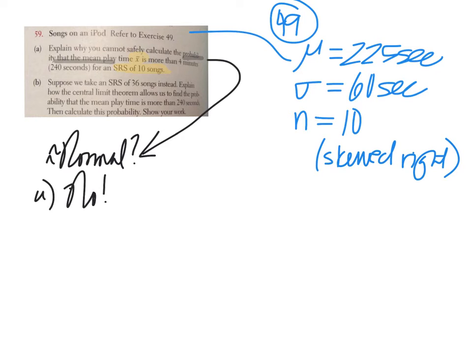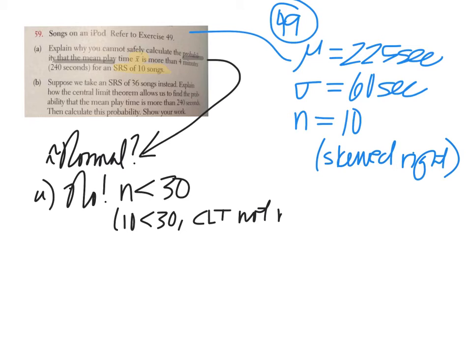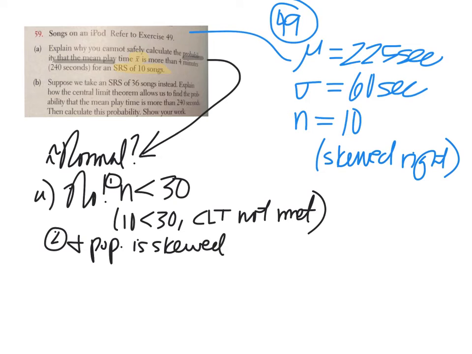The reason is because, first of all, n is less than 30, because 10 is less than 30. So the CLT is not met. Remember that the CLT, central limit theorem, only applies to sample means, and this is a sample mean situation, X bar. CLT is not met. The other condition that's a possibility is if the population is normal, but we're told that the population is skewed. So this is not normal, which means we can't find the answer. So you just stop. Isn't that lovely?